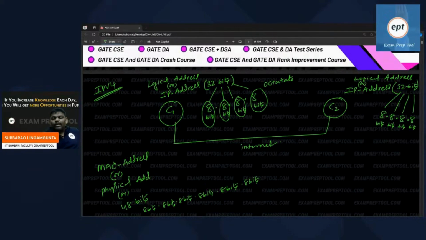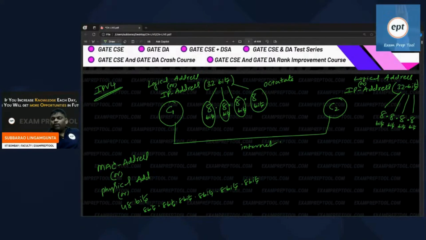Because it is at the hardware level. Suppose some problem happens, the total mobile itself you have to change. If it is logical, it is always better to have a logical address. Everywhere it is like this only. Mobile also has a mobile number. Inside the mobile, everyone has a physical address, but we are not communicating with this. In the computer also it is similar.